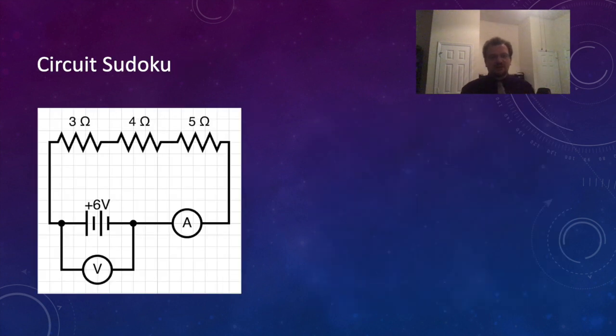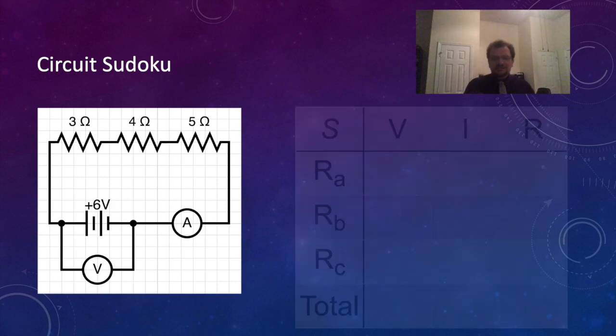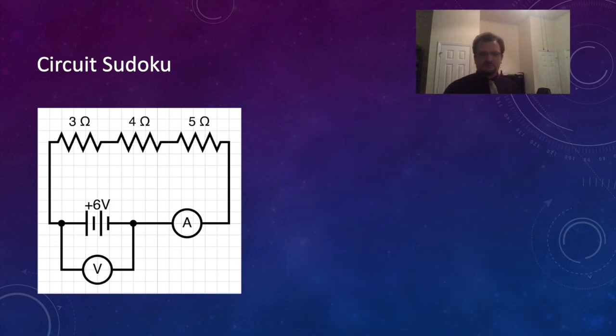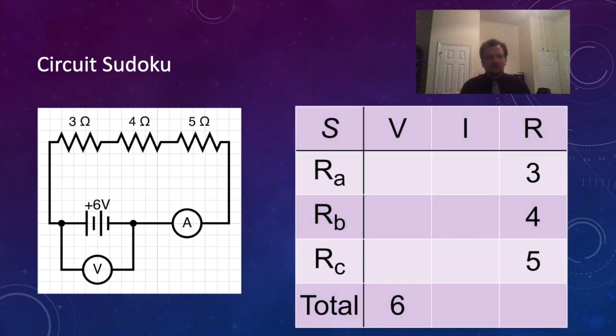So here is our circuit, and we're going to be filling in this table sort of like a Sudoku puzzle. So here's our table again, this time without cutting the L off. Let's go ahead and fill in all the things that we know. We have our 3 resistors: 3 ohms, 4 ohms, 5 ohms, and we know that the voltage is sitting there at 6 volts.